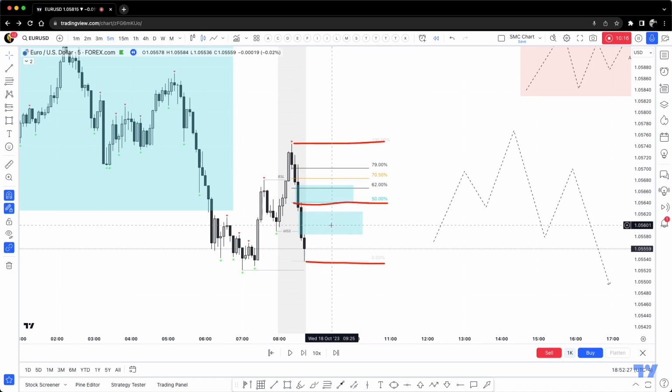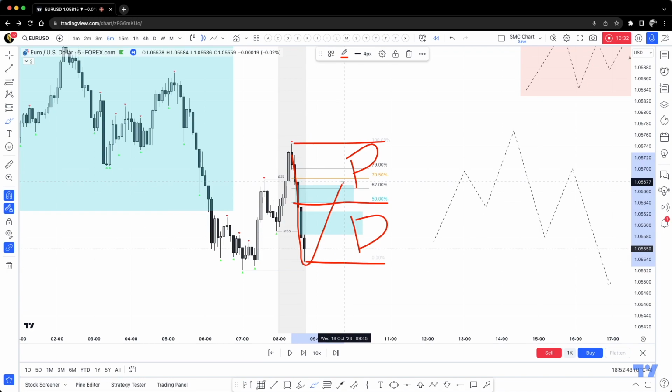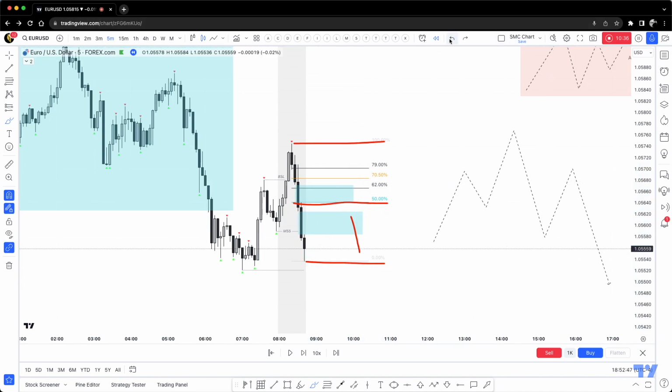Are you taking this one? No, I'm not taking this one. Why not? Because this is a discount. You don't sell from discount, you sell from the premium, right? So you want price to pull back to premium so you can sell from there. Okay? So that's why we're using the fib.